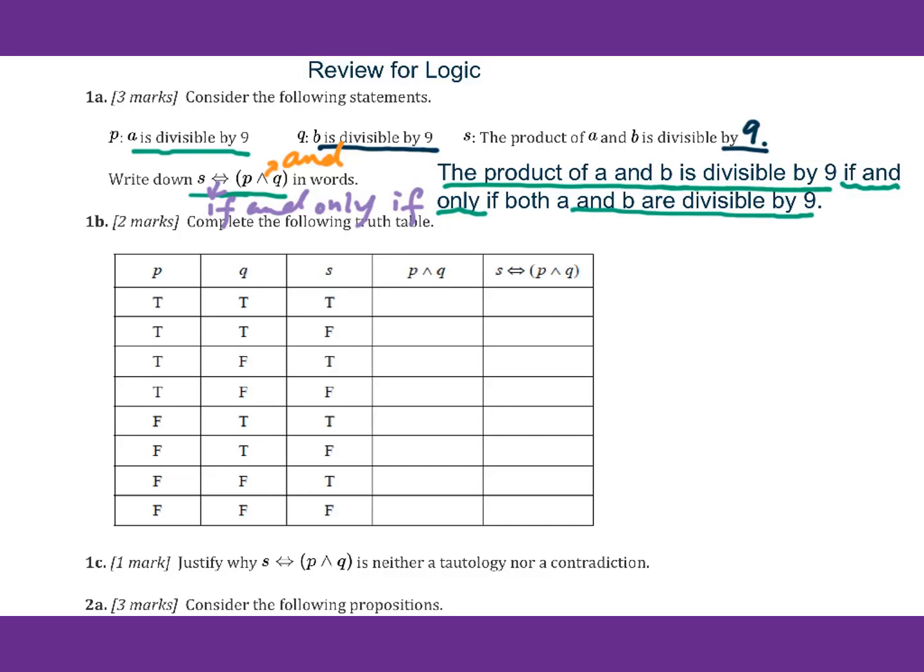Complete the following truth table. We have P, Q, S, P and Q. The keywords will be both must be true. To be true, both must be true. Therefore, you will get this is true, true. Rest of them will be false.